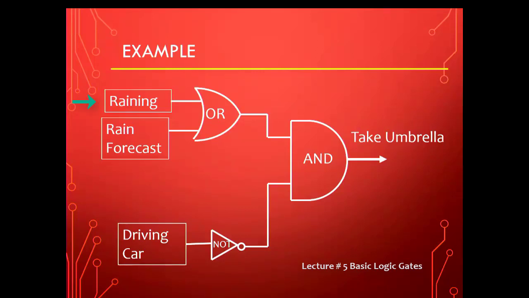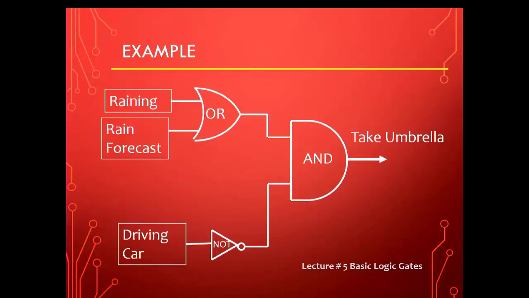Raining, or there's a forecast of rain, going into the OR. Driving car goes through an inverter. So say it's raining, which is going to create what logic? 1, right? Now regardless of rain, obviously it's raining, so rain, there's a forecast. So 1, 1 go through OR, you get what here? You get 1 here, right? Okay, all right, let's move down here. Say he is driving his car, which means what here? 0, right? So you get 0 here and you get 1 here. That means he doesn't need to take an umbrella, right?